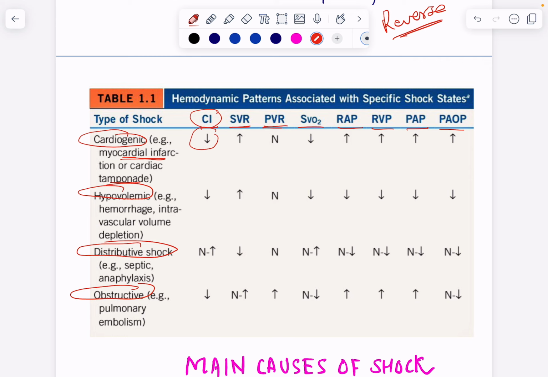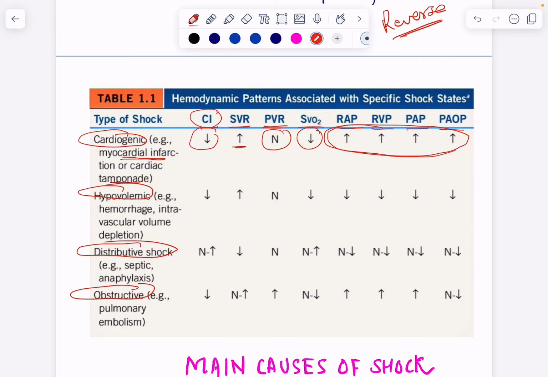Systemic vascular resistance is high, peripheral vascular resistance is normal, and central venous oxygen saturation is decreased. All the pressures, right atrial pressure, right ventricular pressure, pulmonary artery pressure, and pulmonary artery occlusion pressure, all these four pressures are increased because it is a failed heart and a congested heart. That's why all the pressures are increased.